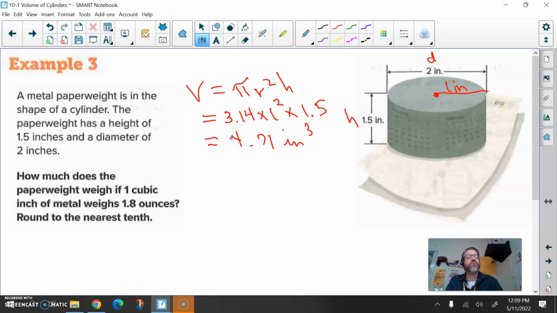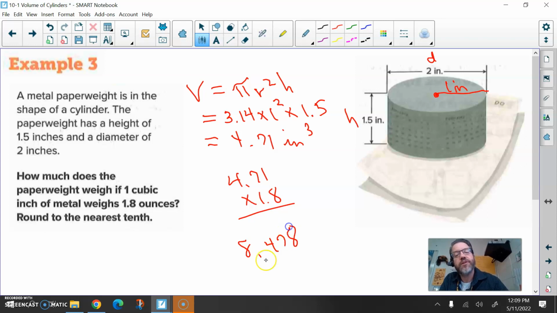Now, is that the answer to the question? No. How much does the paperweight weigh if 1 cubic inch, we have 4.71 cubic inches here, of metal weighs 1.8 ounces? So I need to take 4.71 times 1.8. I'm about to run out of time in the video here, but if you multiply those together, it equals 8.478, to the nearest tenth, 8.5 ounces.